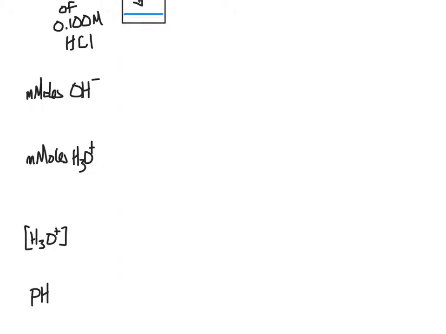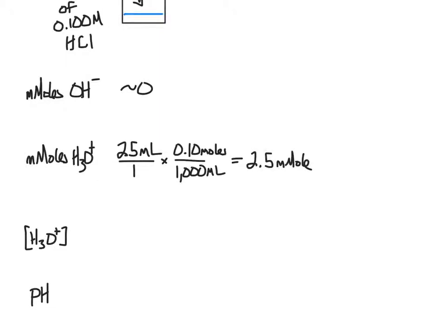Let's start with the beaker before we add any of the sodium hydroxide solution. This is our 25 milliliters of 0.1 molar HCl solution. It has approximately 0 moles of hydroxide. The millimoles of hydronium would be 25 milliliters times the molarity, which would give us 2.5 millimole. The volume is 25 total, so 2.5 millimole divided by 25 gives a concentration of 0.1 molar, giving a pH of 1.